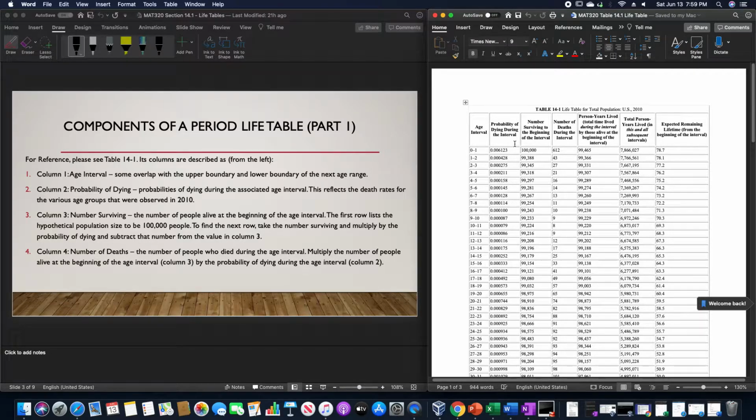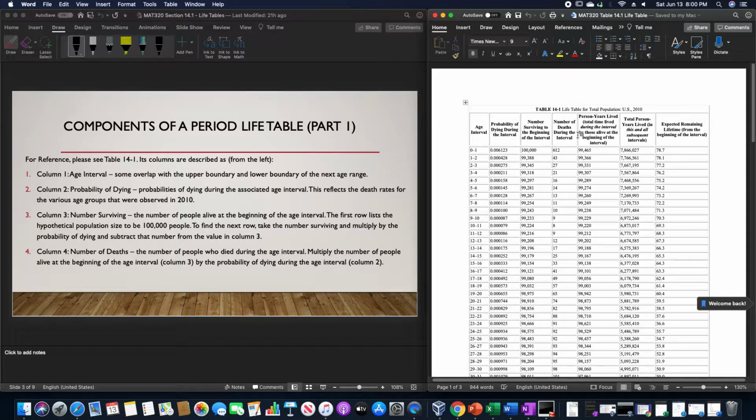And then we subtract from that same value whatever that number becomes. That's about 612. So we subtract 612 to get the next value of 99,388, and then it goes on and so forth from there.